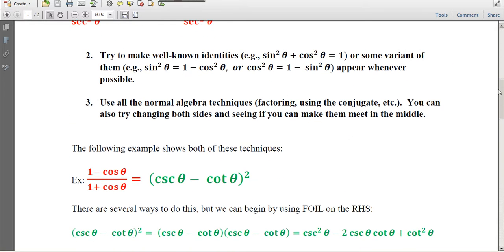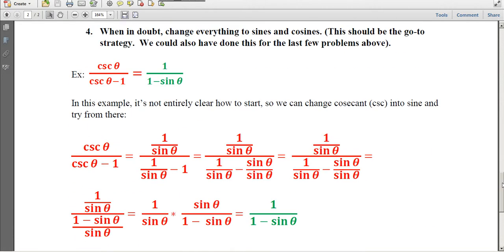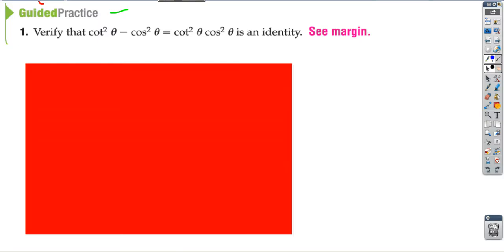Try to make well-known identities appear, like sine squared plus cosine squared, and then when in doubt, change everything to sines and cosines. Okay, so in this case, I see a cosine squared, and there's also a strategy that says when in doubt, make these well-known identities appear. Actually, when I look at these, I'm usually just as clueless as somebody else in terms of knowing where to start. Sometimes you have to really think about it, there's many different strategies that you can use here. So here's what I'm thinking. I have a minus here, and I'm not quite sure how you're going to get things being multiplied to end up with things being subtracted.